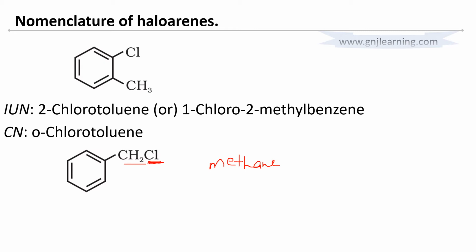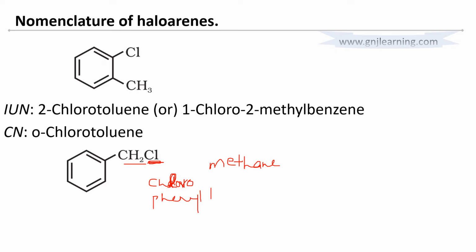Clear? So let us see. What are the branches? It is chloro. I don't have to give the number of carbon, because there is only one carbon here. So one substitution is chloro, and the other one is phenyl.